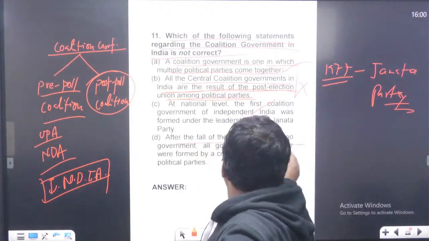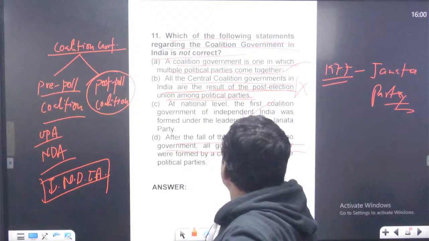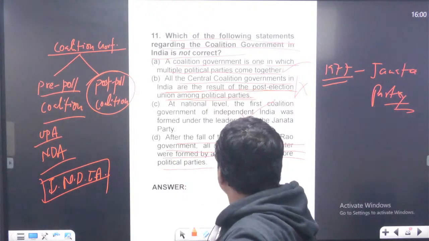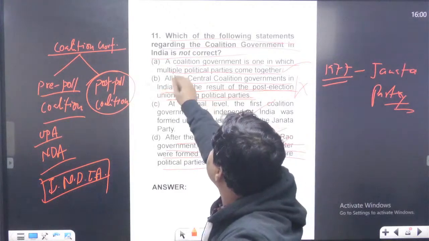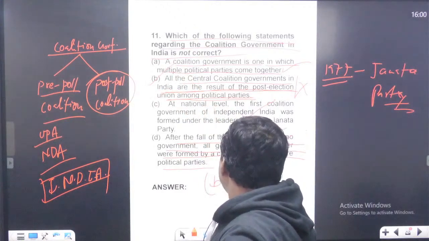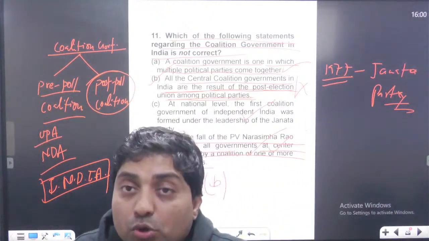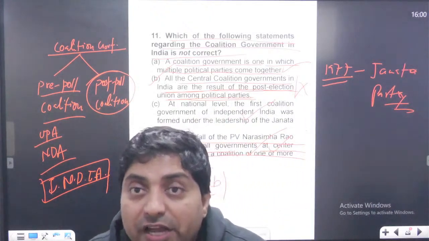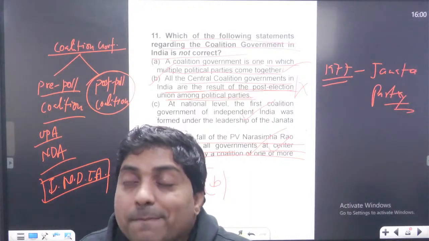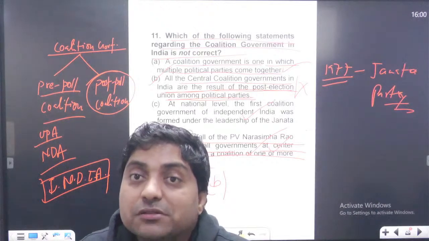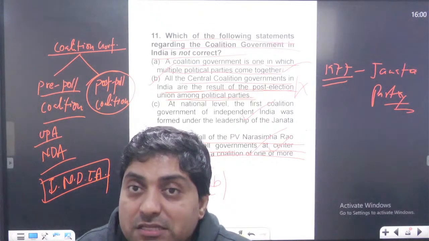After the fall of the P.V. Narasimha Rao government, all governments at the center were formed by a coalition of one or more political parties. So B is not correct. Look at even the current government at the center, it is a coalition government. Although BJP has a full majority, it has coalition partners.